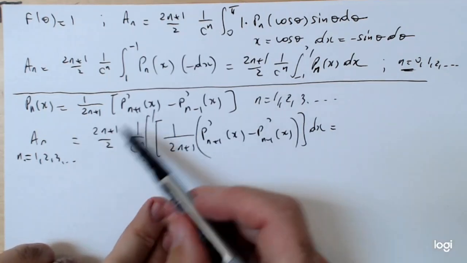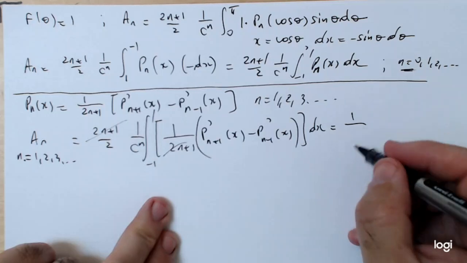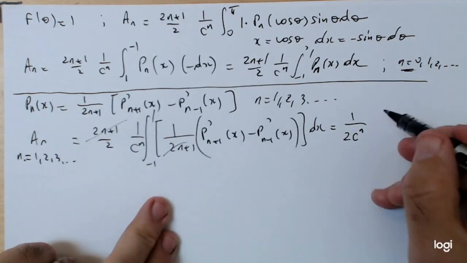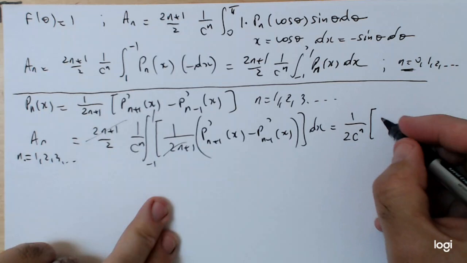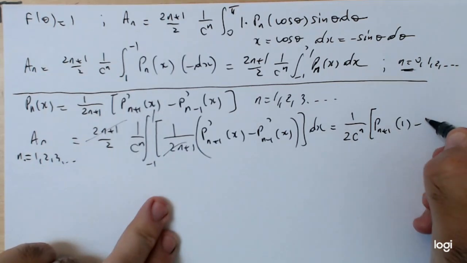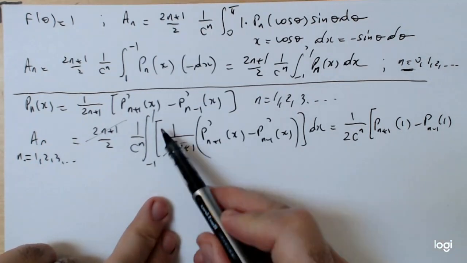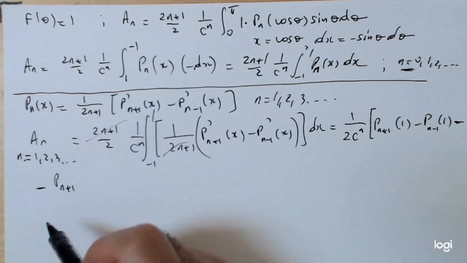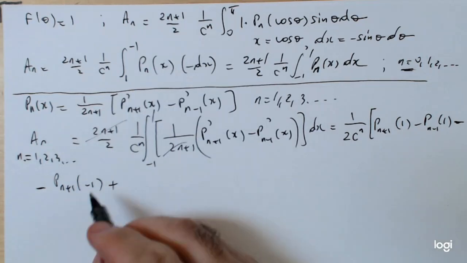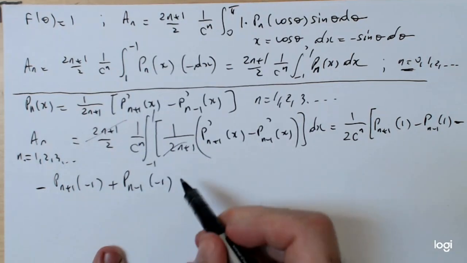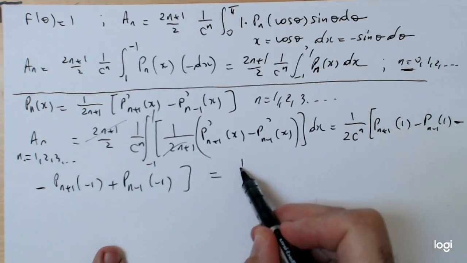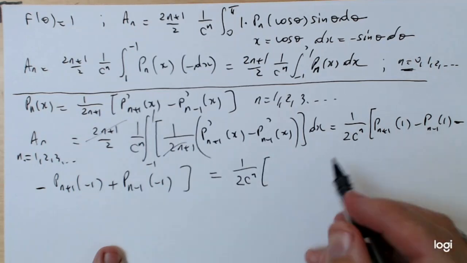And let's pull out the constants. These two cancel, so you're left with 1 over 2c to the n. And then the antiderivative, Pn plus 1 of 1 minus Pn minus 1 of 1 when you plug in 1, and then subtract Pn plus 1 of minus 1, minus minus becomes plus Pn minus 1 of minus 1. Remember, by definition, the polynomial of 1 is 1.